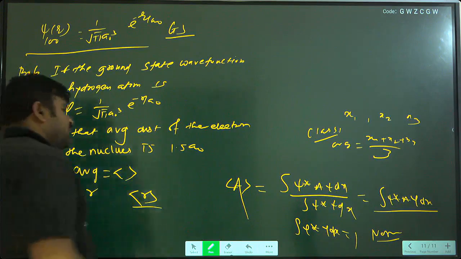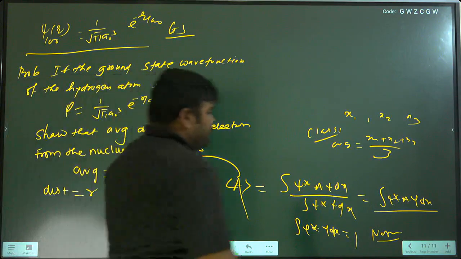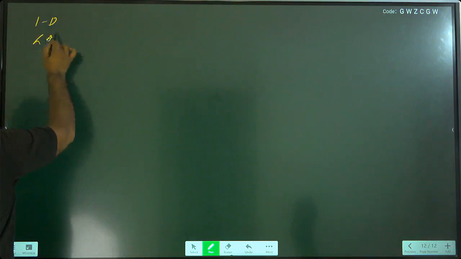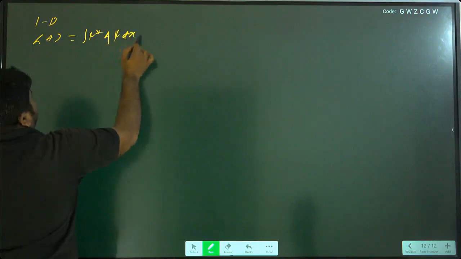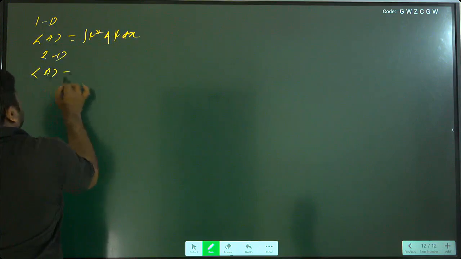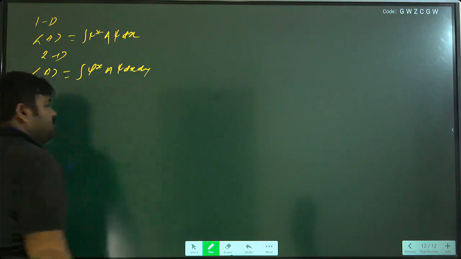Now operator A is nothing but r here. Then what is the expectation of r? Same formula. Suppose the system is 1D, the expectation of A is integration psi star A psi dx. If the system is 2D, then the expectation of A is integration psi star A psi dx dy. It depends upon the system.